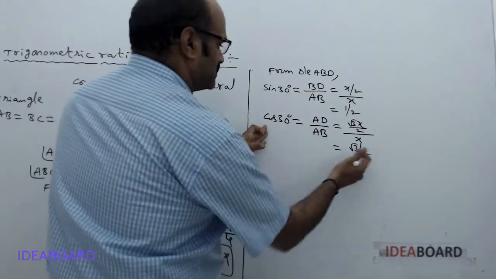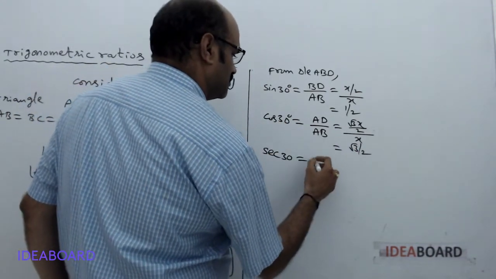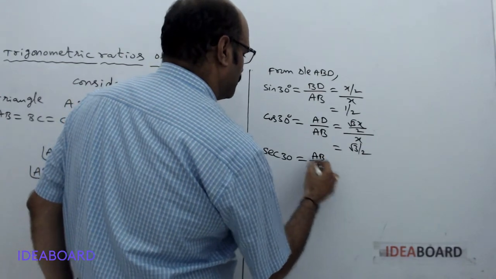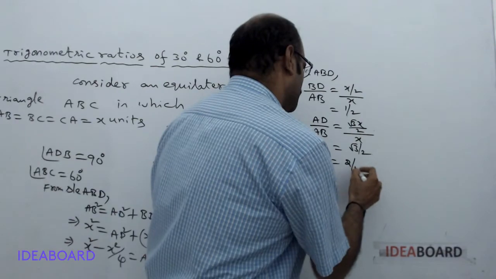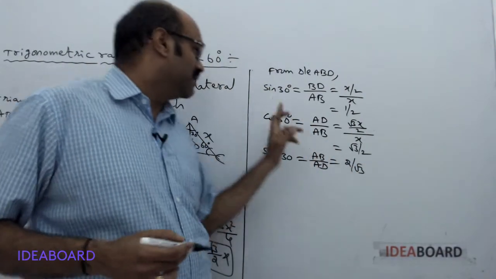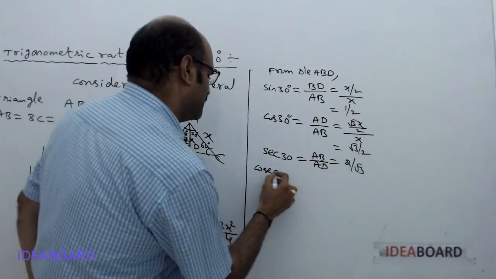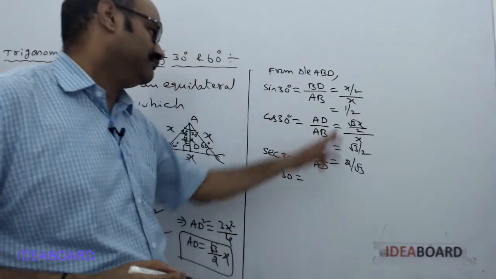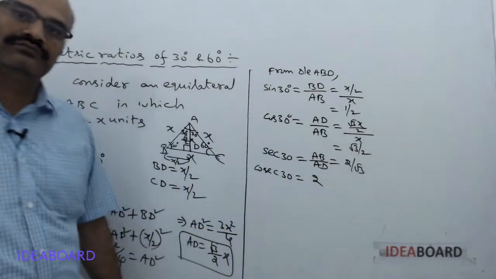Now whenever we get cos 30, immediately you can find secant 30. Secant 30 equal to 1 by cos 30, so AB by AD. Reciprocal of cos is secant, so we can write it as 2 by root 3. Reciprocal of sin becomes cosecant. Cosecant 30 equal to 1 by sin 30, which is 2.